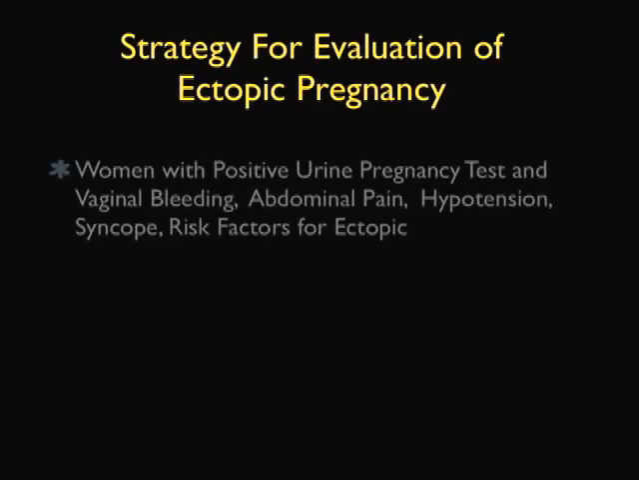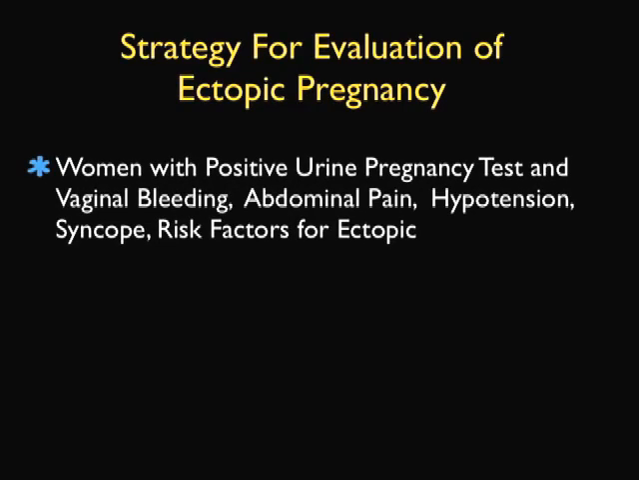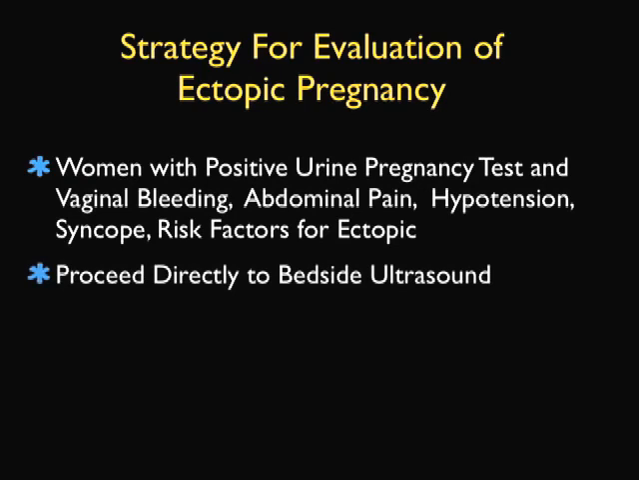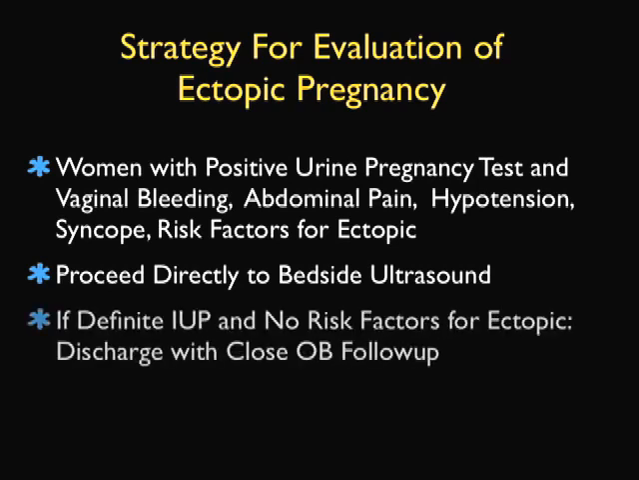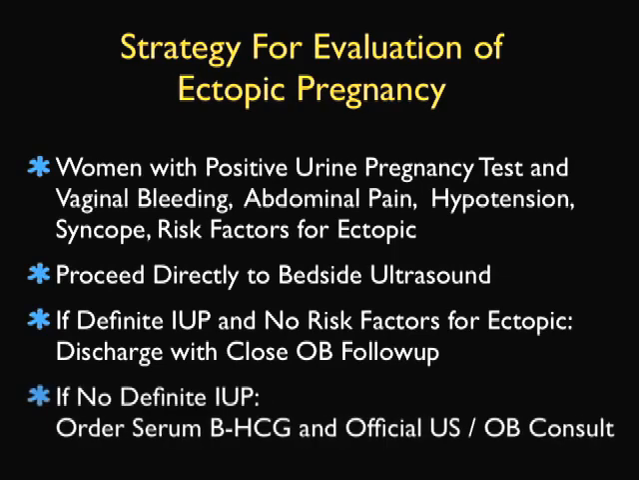So now that we've looked at a bunch of ectopic pregnancies on video, let's go through a strategy for the evaluation of ectopic pregnancy in the emergency department. In women presenting to the ED with a positive urine pregnancy test and vaginal bleeding, abdominal pain, hypotension, syncope, or risk factors for ectopic, you should proceed directly to bedside ultrasound without waiting for the serum beta-HCG. If there is a definitive intrauterine pregnancy and no risk factors for ectopic, such as in vitro fertilization, you can discharge the patient with close OB follow-up.